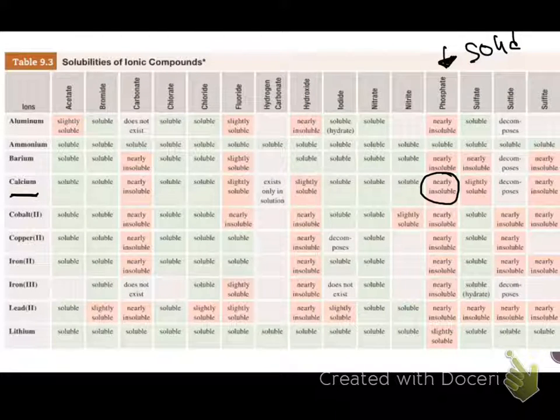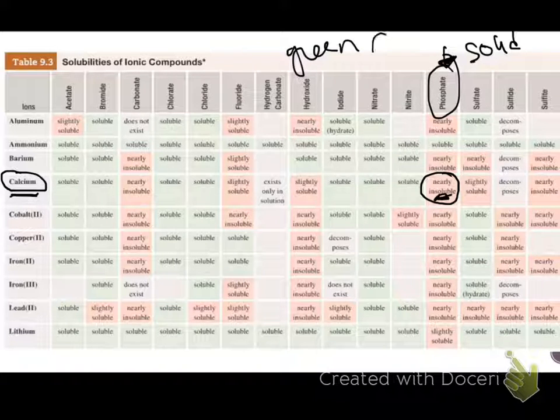And so basically you just use this chart. If the combination of your cation here and your anion here leads to a red box like this, then you write solid. If it leads to a green box, then you write liquid. Well, not liquid, that was wrong. You write aqueous, right? So the green boxes mean aq, and the red boxes mean solid.